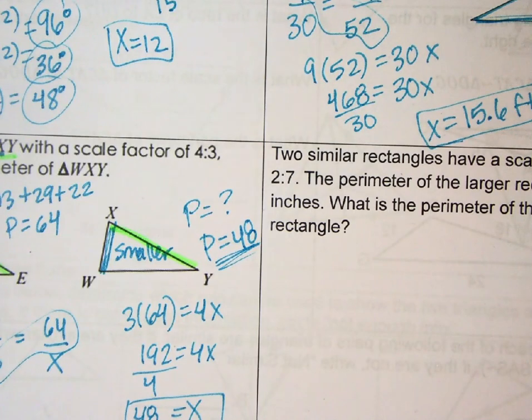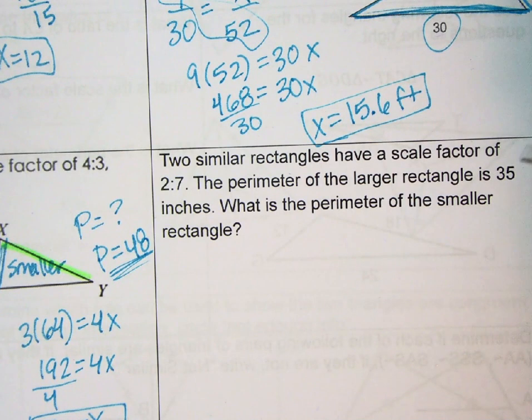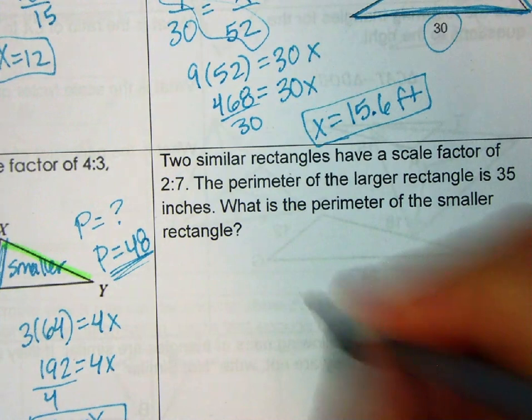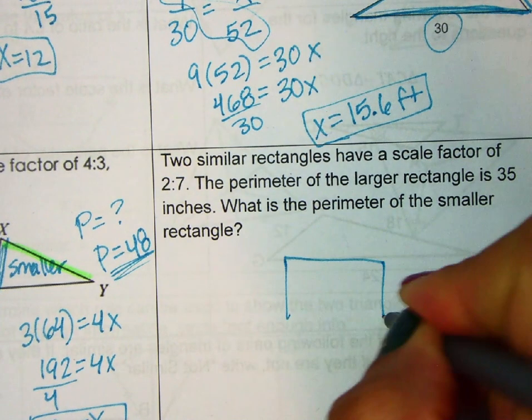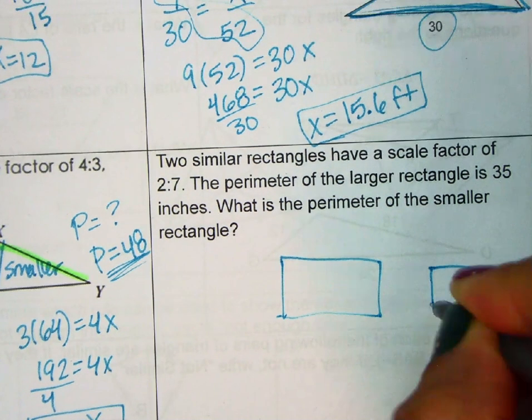All right, the next question says two similar rectangles have a scale factor of 2 to 7. The perimeter of the largest rectangle is 35 inches. And what is the perimeter for the smallest? On this one, they're not giving you any sketches, so you might as well draw your sketch. You have a large rectangle, and you have a smaller rectangle.